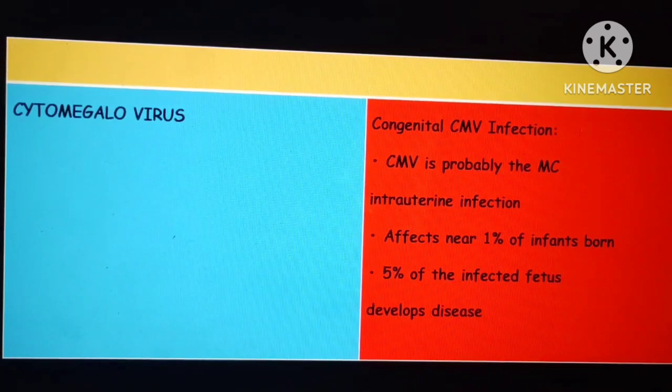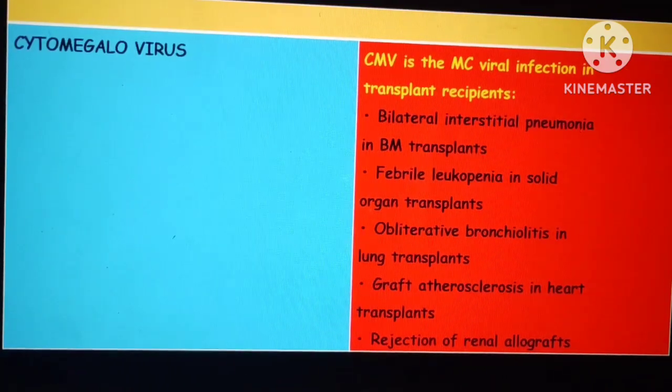It is the most common cause of an intrauterine infection. So here is an important point: it is the most common cause of bilateral interstitial pneumonia in bone marrow transplant, and it causes febrile leukopenia in solid organ transplant and obliterative bronchiolitis in lung transplant, and it also causes graft atherosclerosis in heart transplant and rejection in the renal graft.